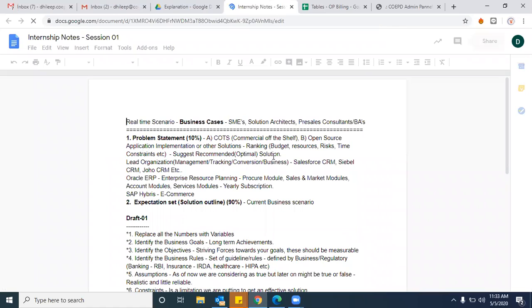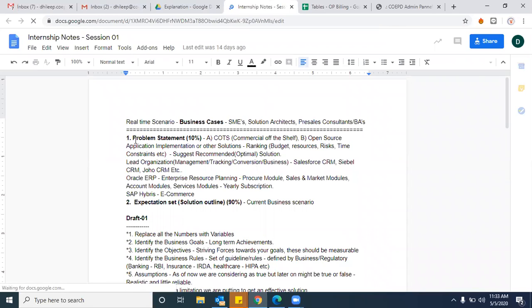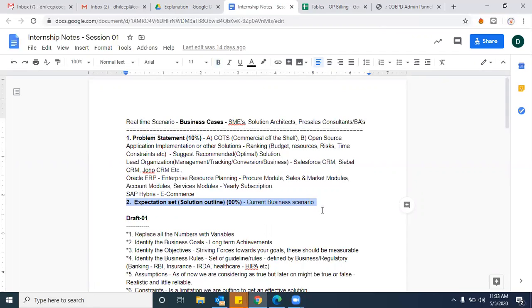Here, a couple of things I added, don't worry about it. But do you remember this problem statement and expectation set? I even told you the current business scenario we are working on is the expectation set. So in 90% of scenarios, what exactly we are doing so far, we have already done that. The expectation set is where the client already knows exactly what he wants.